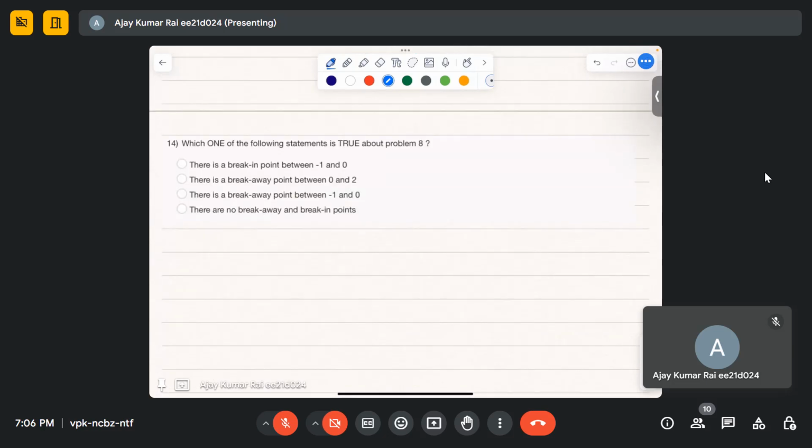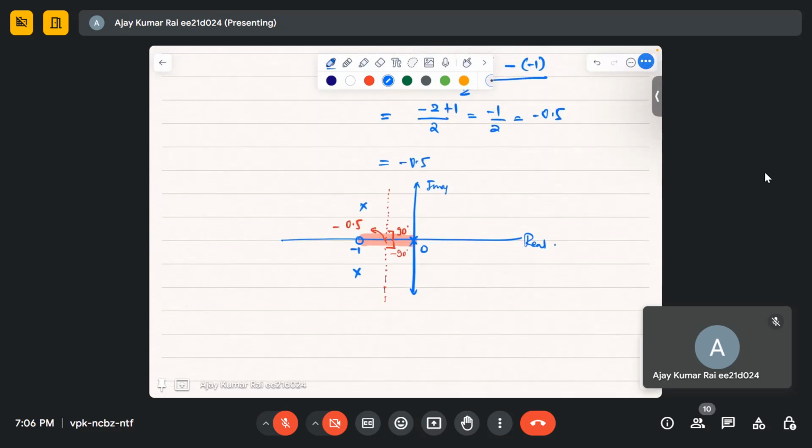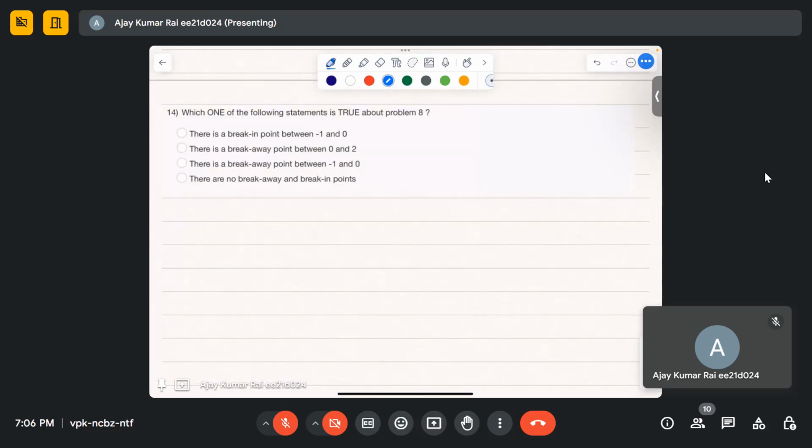So in the next question, which one of the following statements is true about problem 8? We have to find out whether there exists any breakaway point or break-in point. So one way to do it, we always start from the characteristic equation, right? What is the characteristic equation? 1 plus G(s)H(s) equal to 0. Let us start from there.